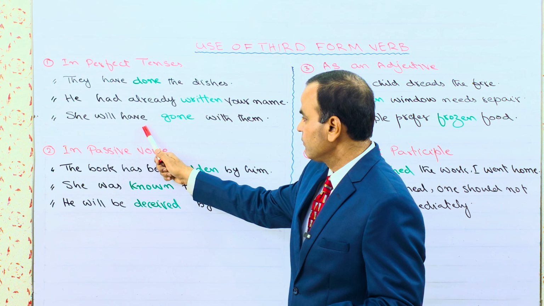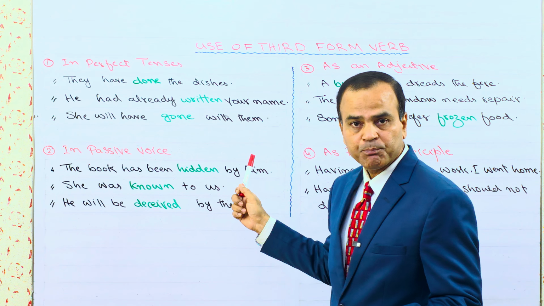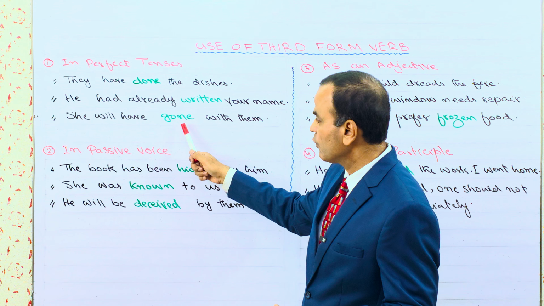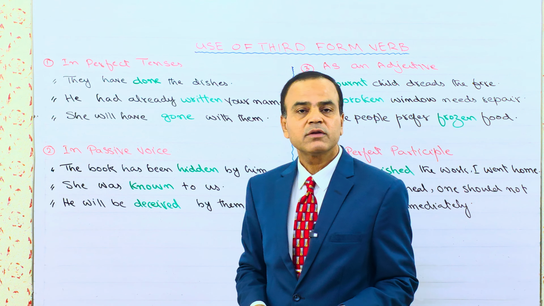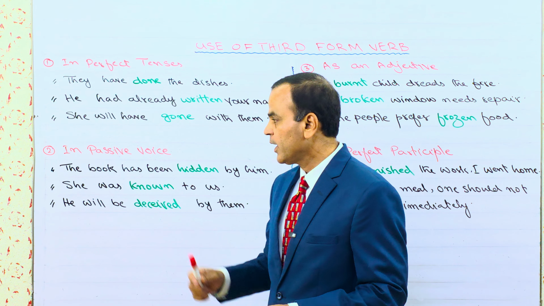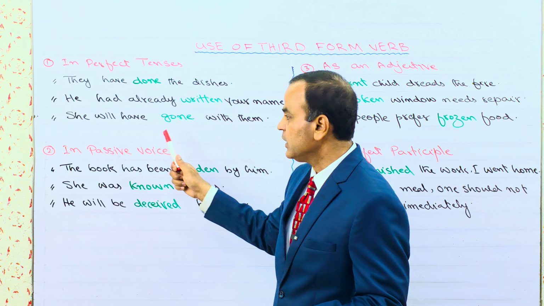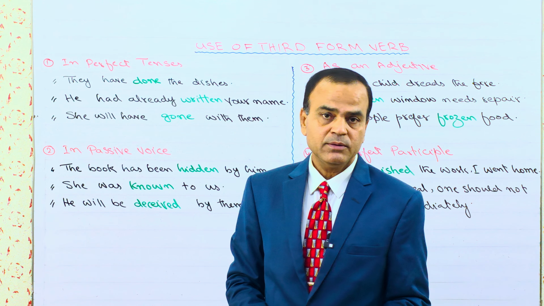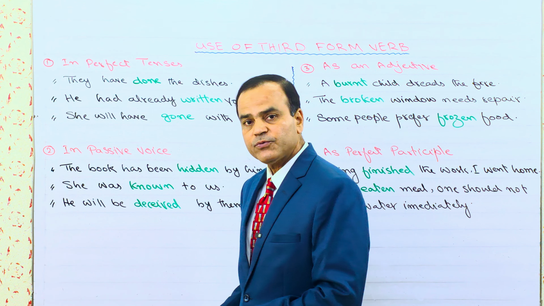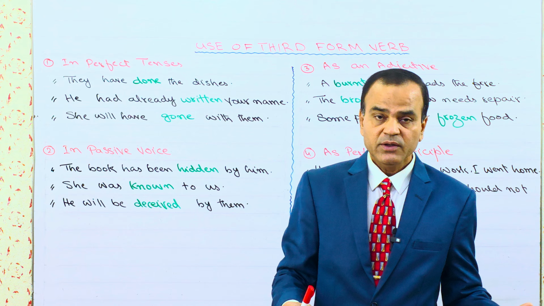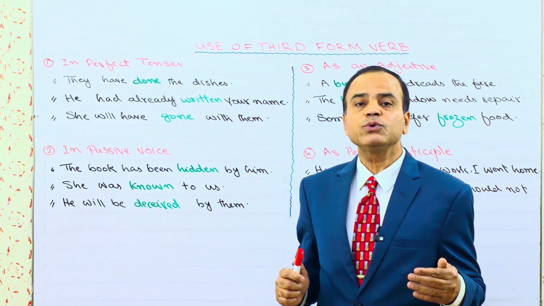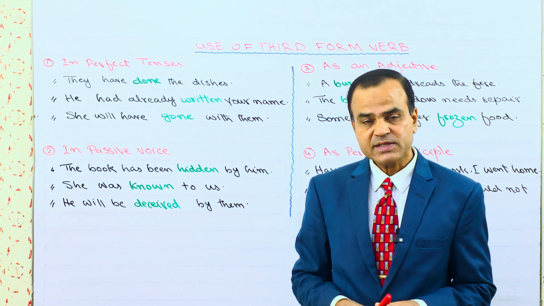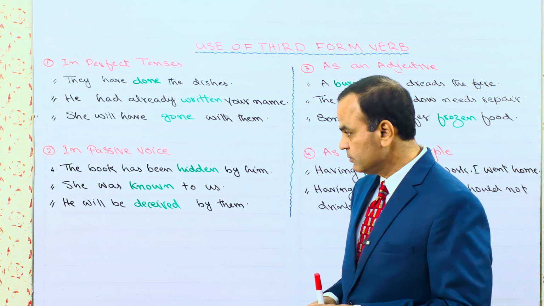She will have gone with them. Here, go, went, gone, third form of the verb go, and we are using it in future perfect tense. This is the universal use of third form of the verb. But third form of the verb is also used in all the passive sentences of English.